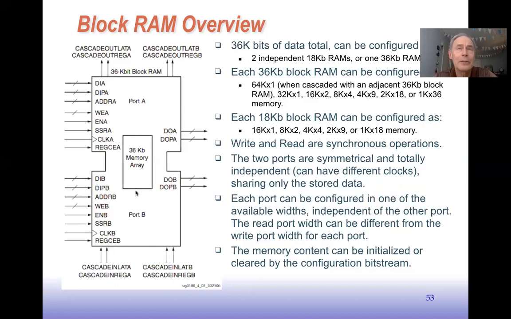Because this is built like an SRAM block, similar to what I talked about last week, it needs the clock for doing both the reading and the writing. So it has a write and a read that are both synchronous operations. It has two ports, and the ports are symmetric and totally independent, and they can use a different clock. The only thing that's shared is the data. So it's a true dual ported memory. And each port can be configured in one of the available widths independent of the other port. So you could have one port be a narrow, deep port and the other one be a wider port, but less deep.